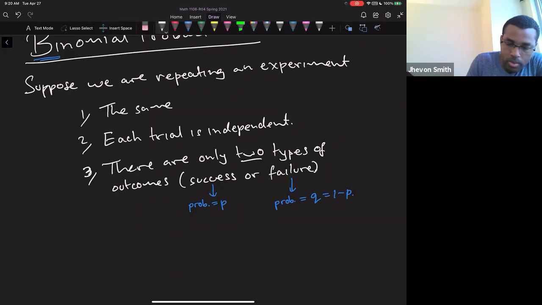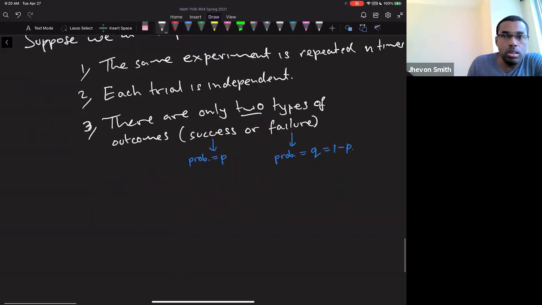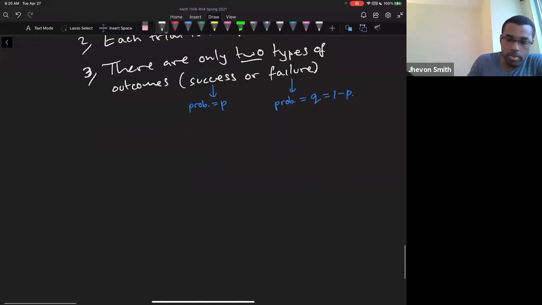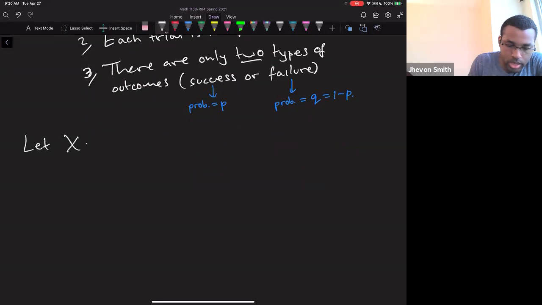The same experiment is repeated n times. You're repeating the same thing. Each time is independent, and there are only 2 possible outcomes. Let x equal the number of successes.